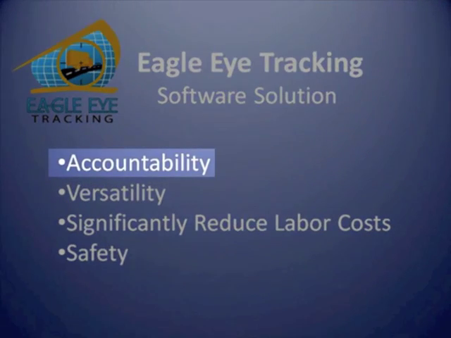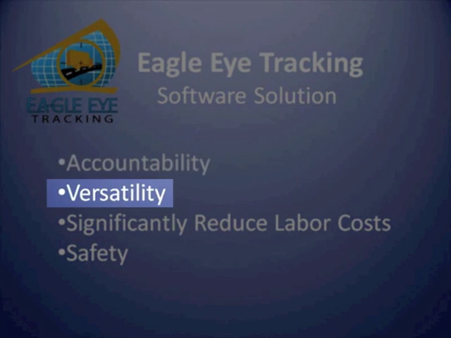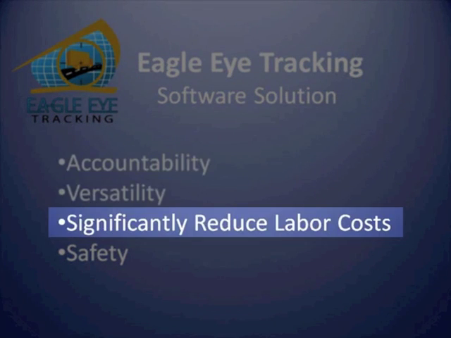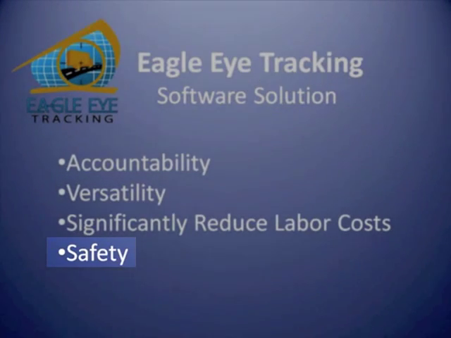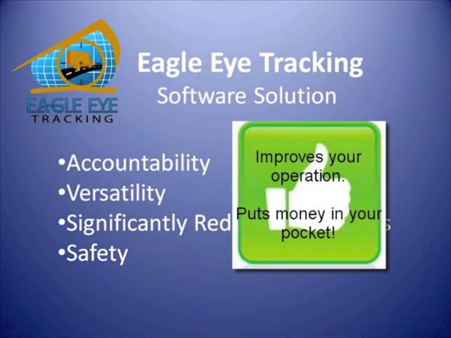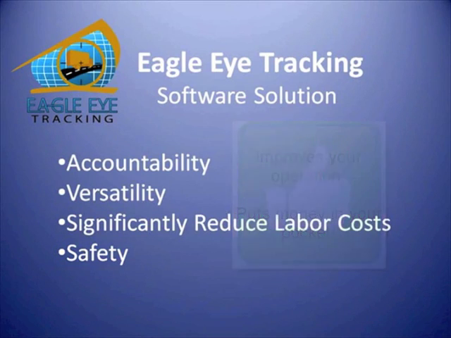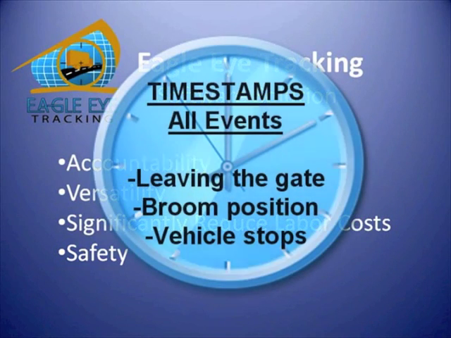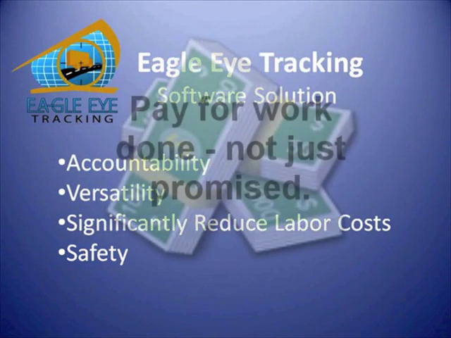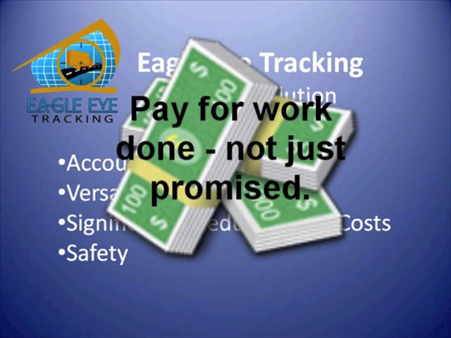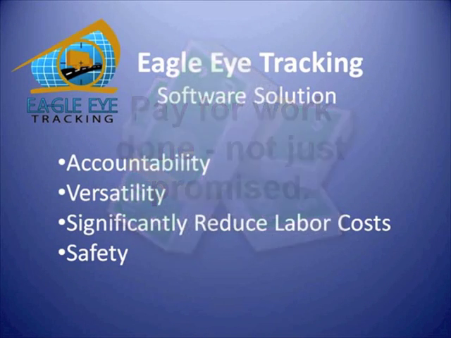The Eagle Eye software solution delivers accountability, versatility, reduced labor costs, and safety, improving your operation and putting more money in your pocket. Because our equipment timestamps all events, such as leaving the gate, brooms up or down, and vehicle stops during the route and on the job, it allows our customers to pay for work done, not just promised. This is a great sales advantage compared to your competition.